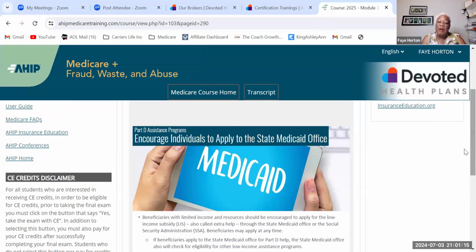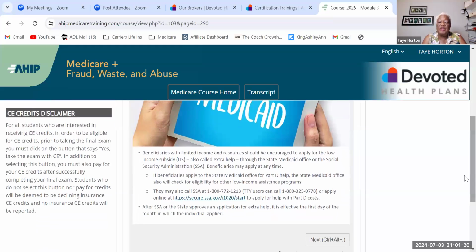Encourage people to apply to the state Medicaid office. Beneficiaries with limited income and resources should be encouraged to apply for the low-income subsidy, also called extra help, through the state Medicaid office or the Social Security Administration. Beneficiaries may apply at any time. If beneficiaries apply to the state Medicaid office for Part D help, the state Medicaid office will also check for eligibility for other low-income assistance programs.